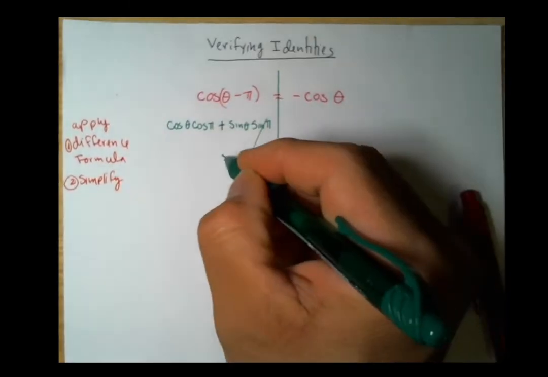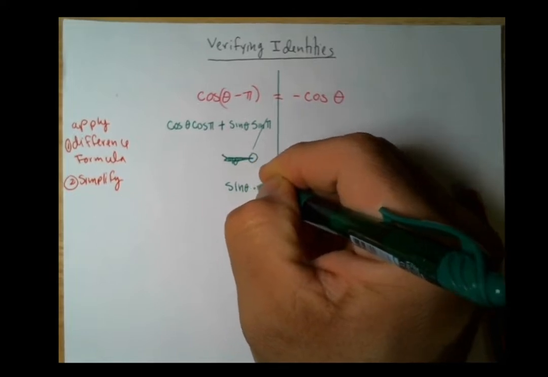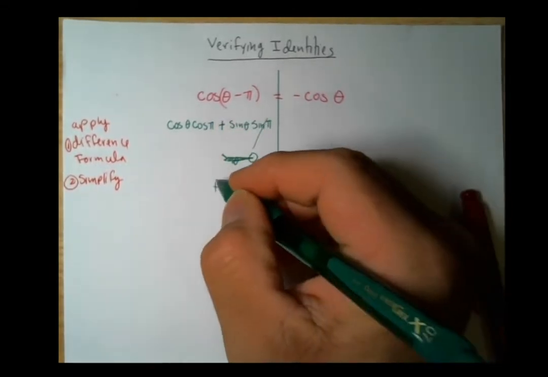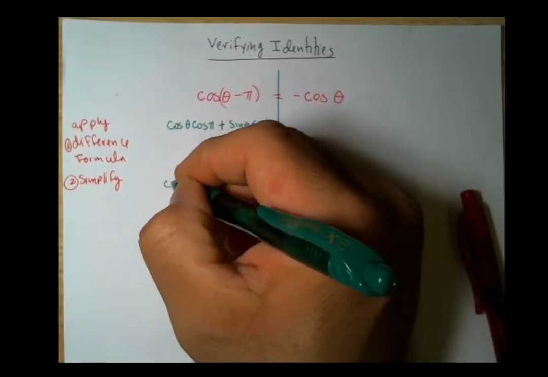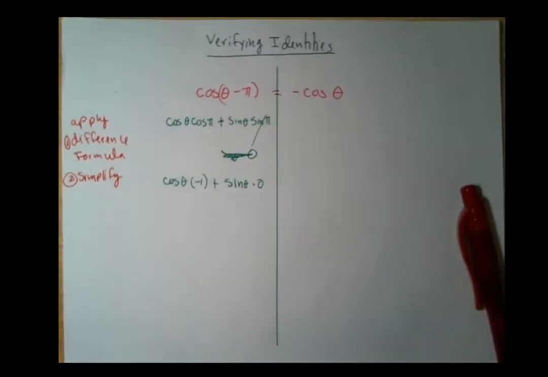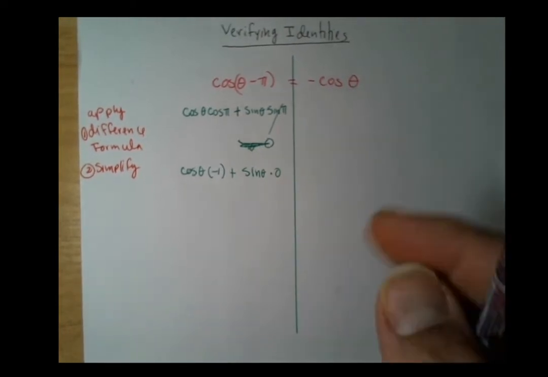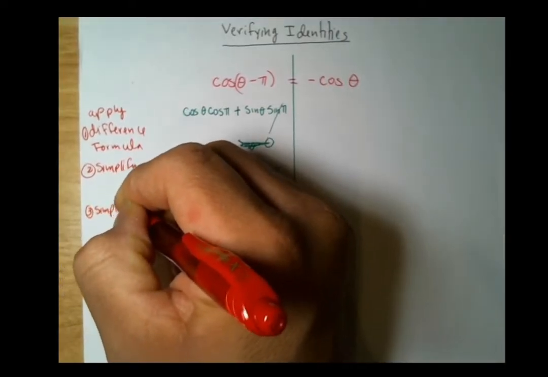Sine theta times 0. Here cosine of pi, that is -1. And again cosine theta. All right, and now let's simplify one more time.